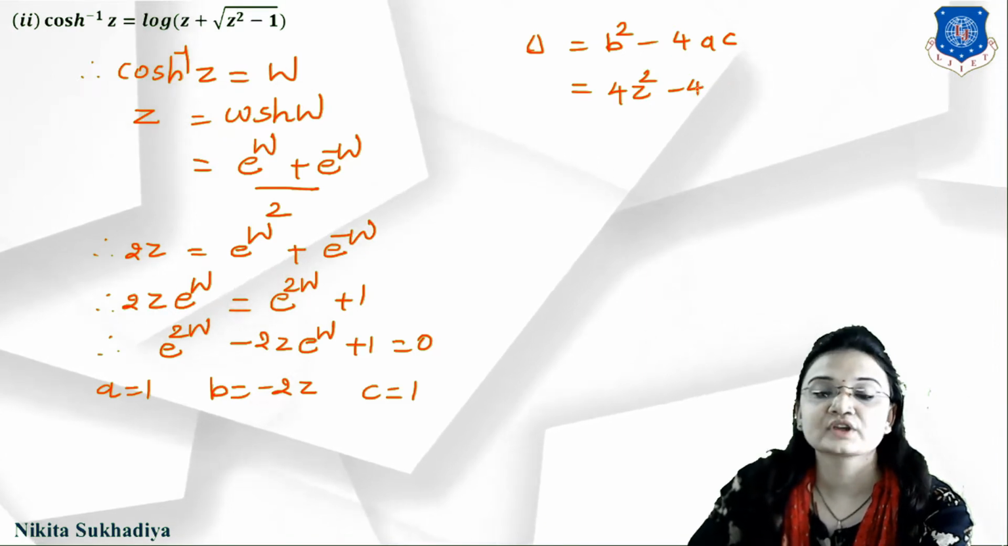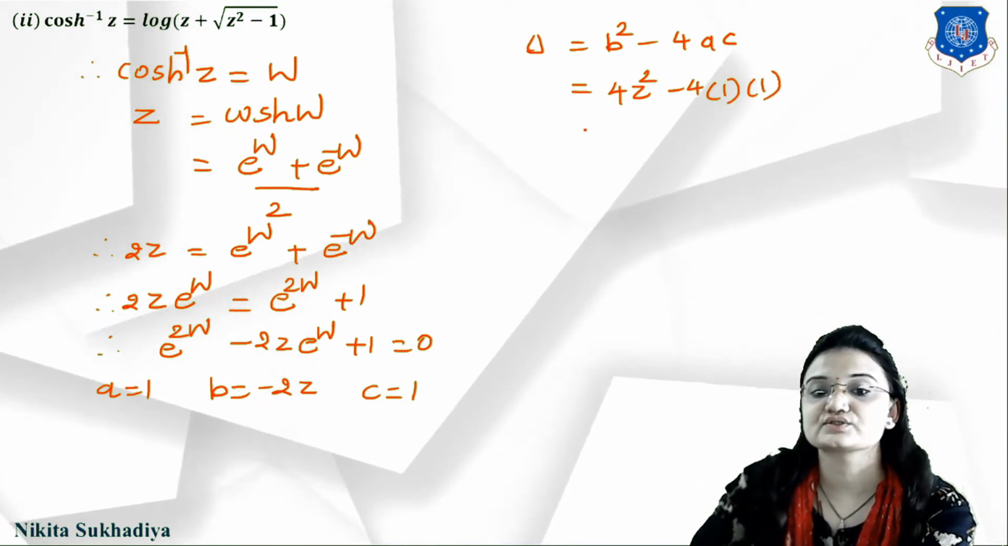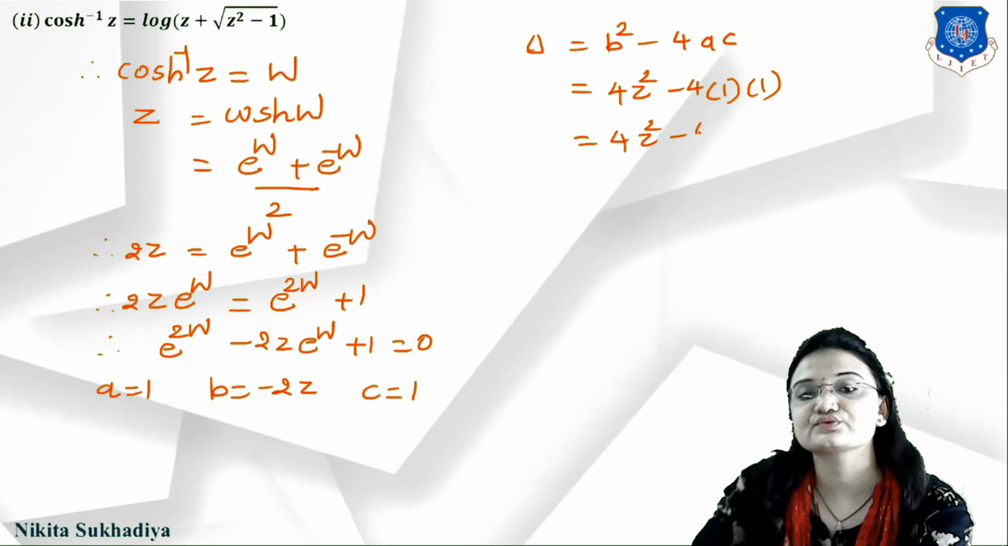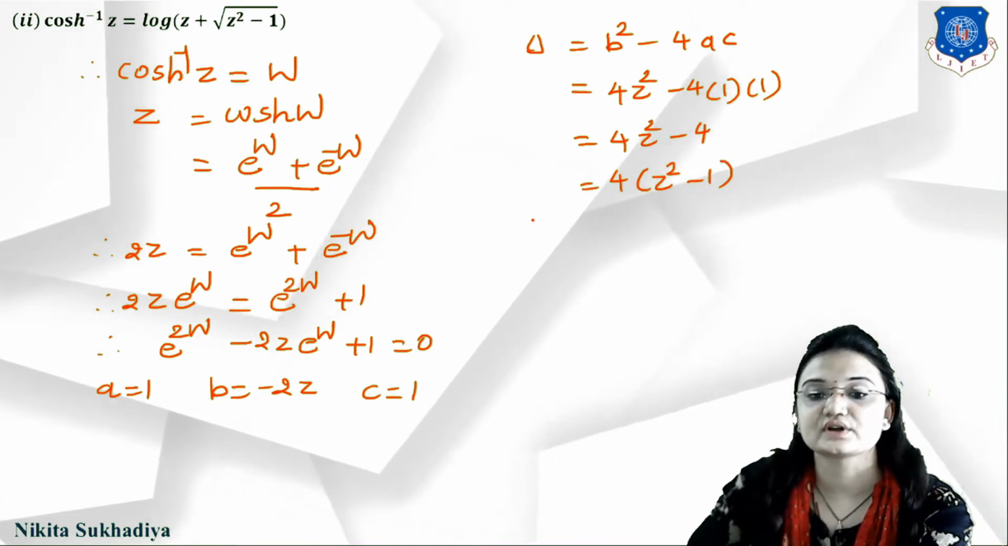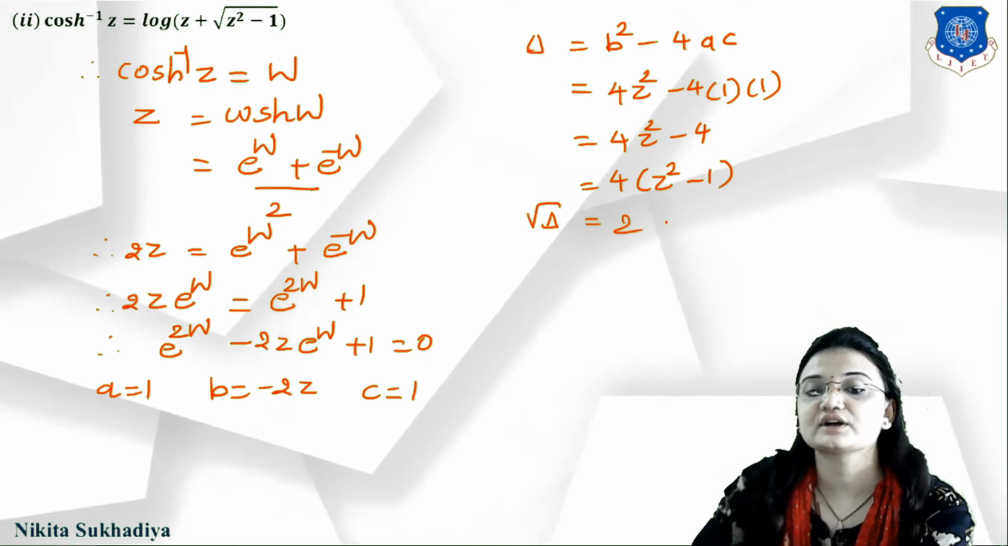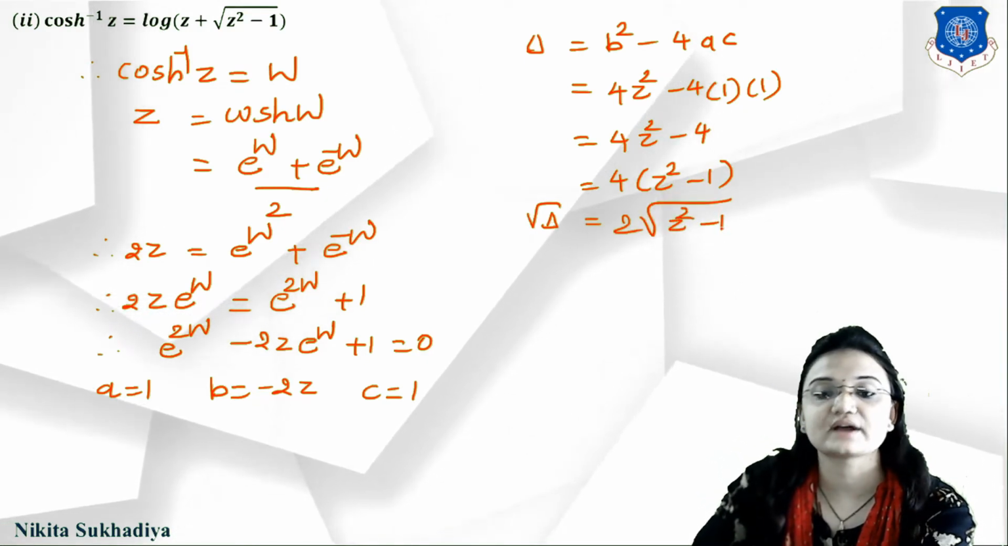minus 4, a is 1 and c is 1. So this is 4z square minus 4. By taking 4 common, this will become z square minus 1. So under root of delta is nothing but 2 under root of z square minus 1.